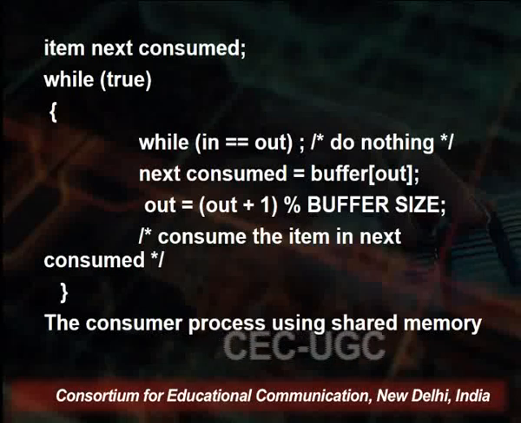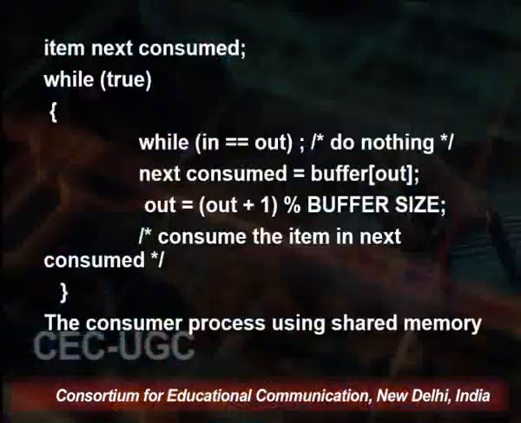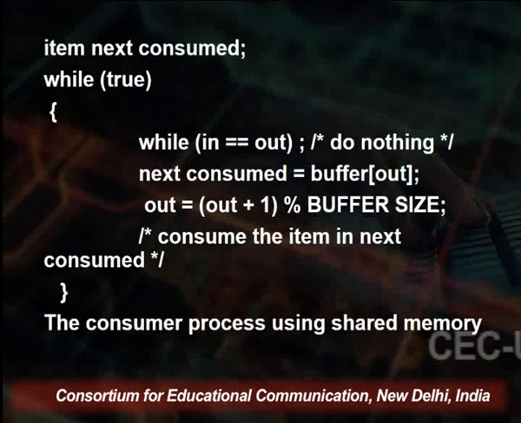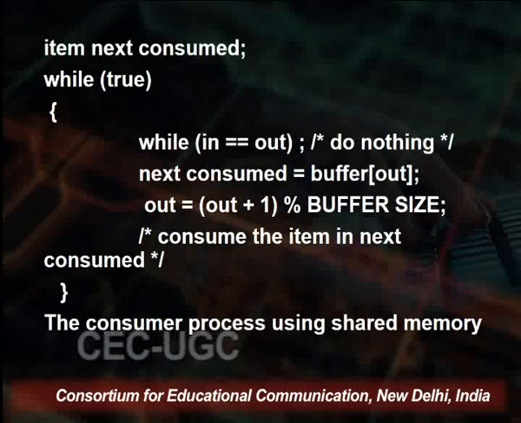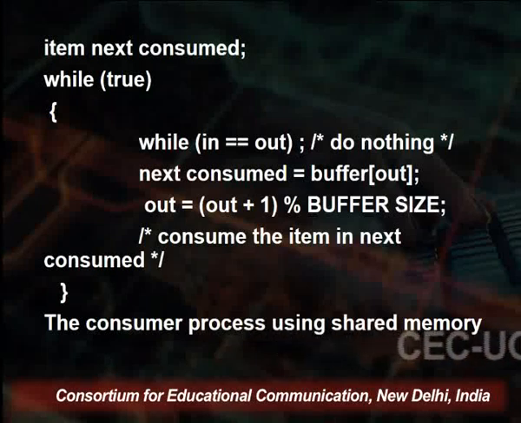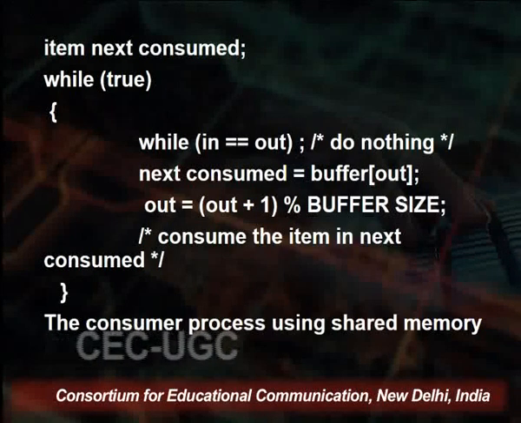Now we need to take something out from the buffer, and that item is stored inside the variable next consumed. Then we increment out: out equals (out plus 1) mod buffer size. This is in accordance with the increment rule of a circular array. So, it is going to consume the next item whenever it is available. If it is available, fine, otherwise it will wait while in equals out. So, this is going to happen.